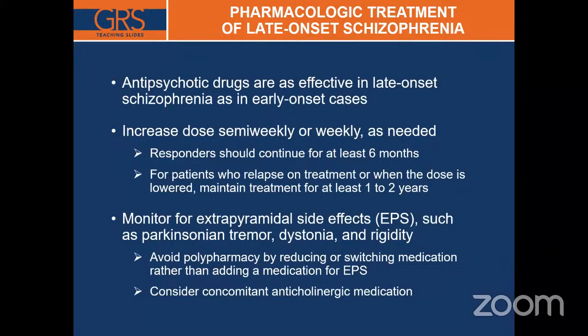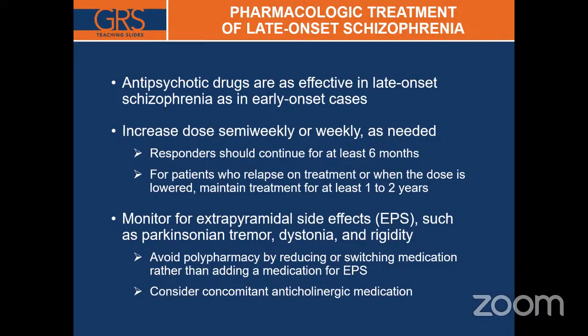So, pharmacological treatment of late onset schizophrenia. Typically, we treat schizophrenia using antipsychotic drugs. There are two classes: the first generation antipsychotics and the second generation antipsychotics. Antipsychotic drugs are effective in late onset schizophrenia, as in early onset cases. Increase the dose semi-weekly or weekly as needed. Responders should continue for at least 6 months.